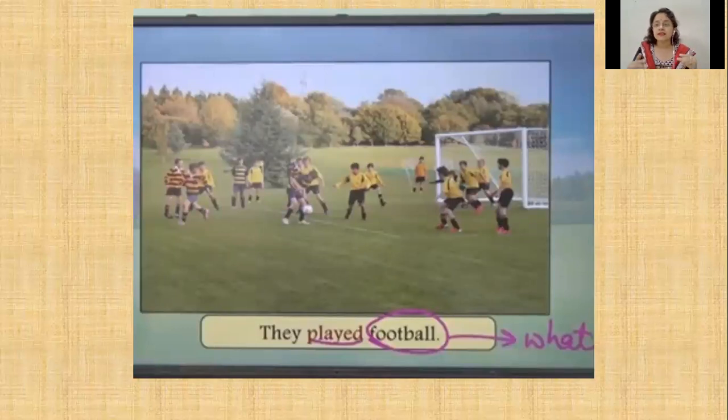So football is the direct object, and if it is a direct object, it means that here played is what? Transitive verb. Just recall the definition: a direct or indirect object is governed by a verb. So wherever you have a direct object, it means that in that particular sentence, the verb is always a transitive verb.